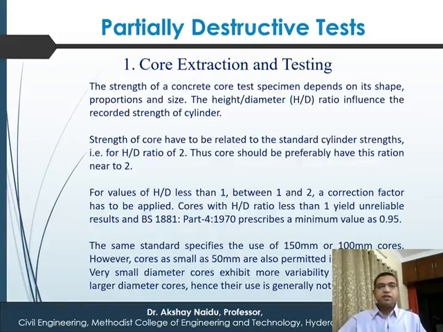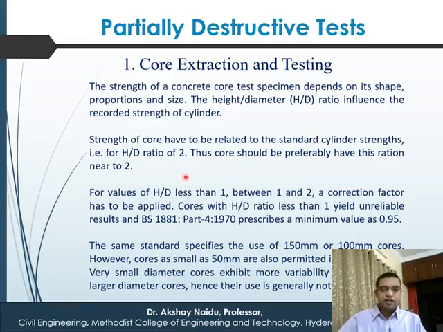Now, for core extraction, we need to be careful how we extract the cores. The strength of concrete core test specimen depends on its shape, proportion, and size. The height to diameter ratio influences the recorded strength of the cylinder. So this height to diameter ratio is a very important consideration in extraction of core. Strength of core has to be related to the standard cylinder strengths. The core should preferably have a ratio nearing 2, since the standard cylinder's height to diameter ratio is 2.